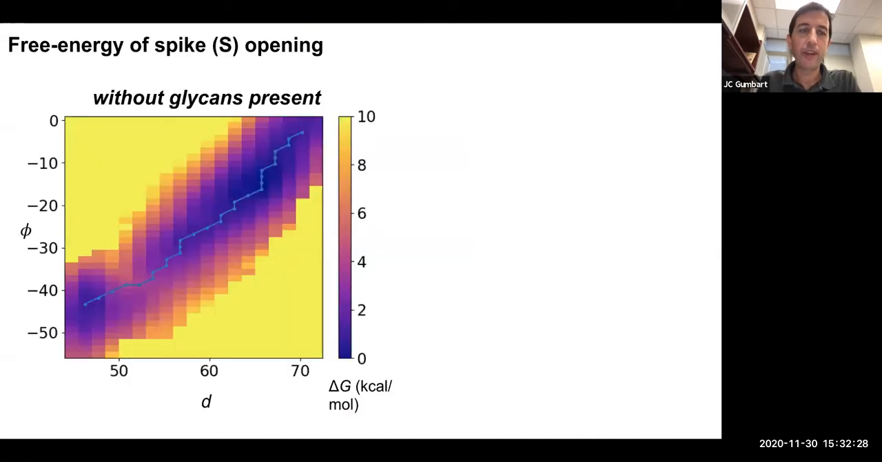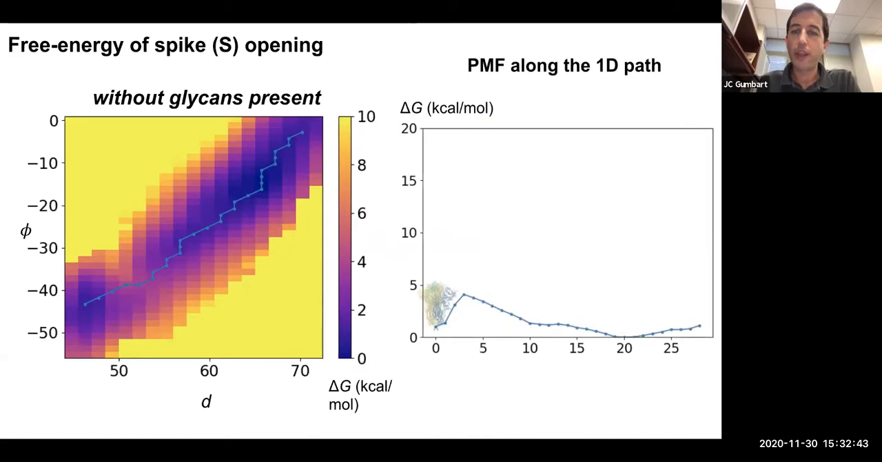Okay, so what about if we remove them? That was one of the questions we wanted to ask. If we get rid of all the glycans, how does that alter the free energy? Here again, we see the 2D plot, still closed on the lower left and open on the right. Then we make a 1D plot along that least free energy pathway, and we see that the barrier is significantly reduced. It went from about 22 KT to about 7 KT without the glycans present.